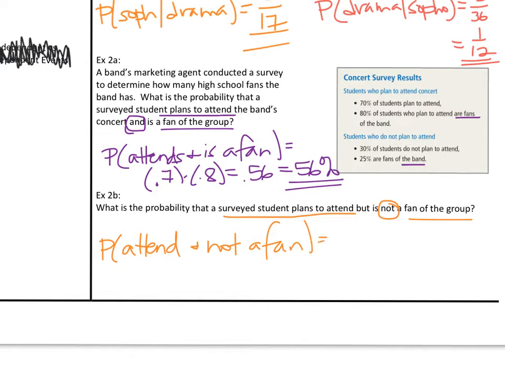Let's take a look. Well, the attending students are 70%, so that would be 0.7. And we know that 80% said they were fans. So out of that cluster, 20% would not be fans. So then I'm going to multiply this by 0.2. This probability is significantly smaller, 0.14 or 14%. You'd have a 14% chance of randomly selecting a student that said, yeah, I'm going to go, but I don't really like the band.